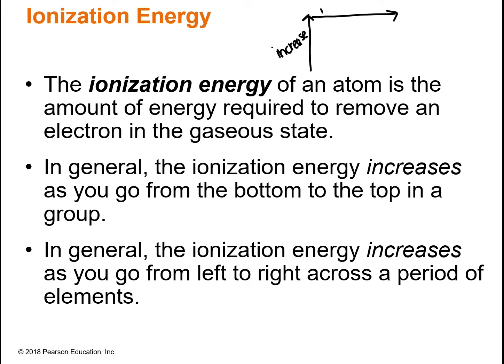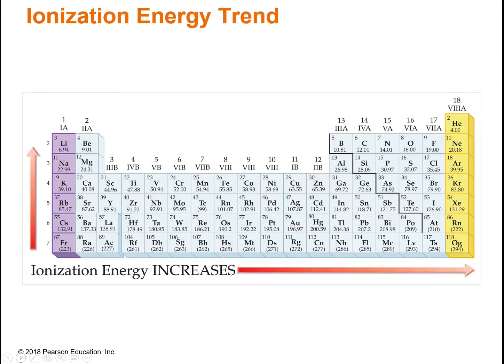So again, when you're going through the lecture on YouTube, make sure that you have this trend on your periodic table. The other two were atomic radius and metallic character. Those two have the same trend, decrease, decrease. Ionization energy is different. It increases and increases. So this is just showing you what that looks like.